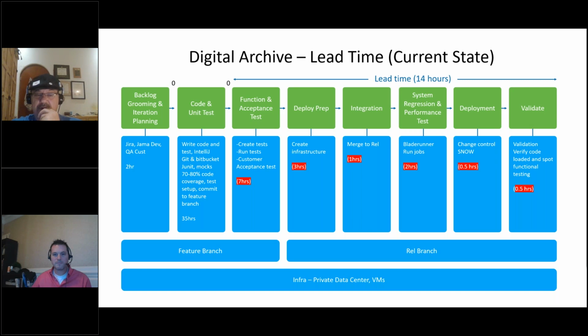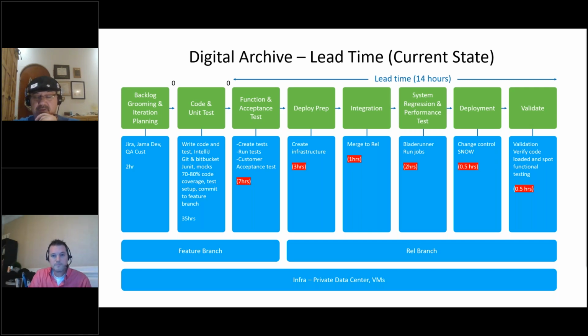We found that in the function and acceptance test stage after coding and unit testing, there was a lot of manual testing going on, even creating the tests. So they didn't have the tests at the end of coding. There's clearly an opportunity to make improvements by creating tests in parallel with coding, and preparing for deployment at the same time as integration.